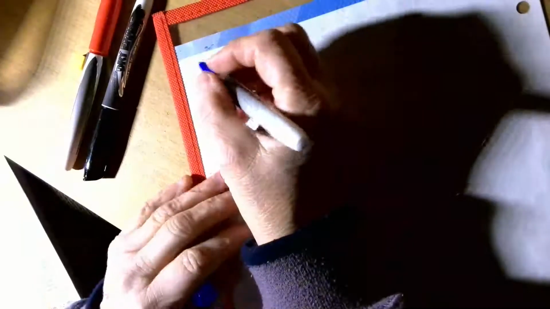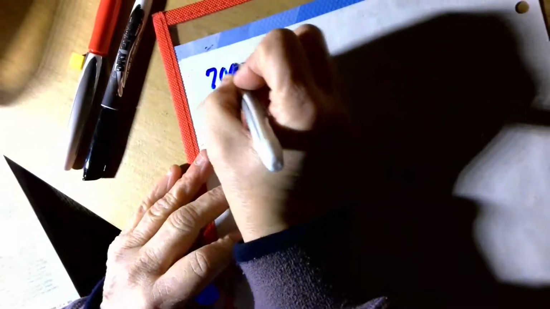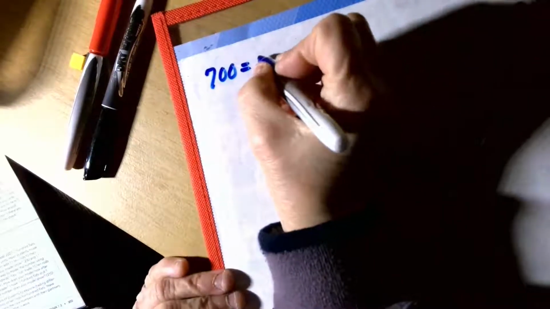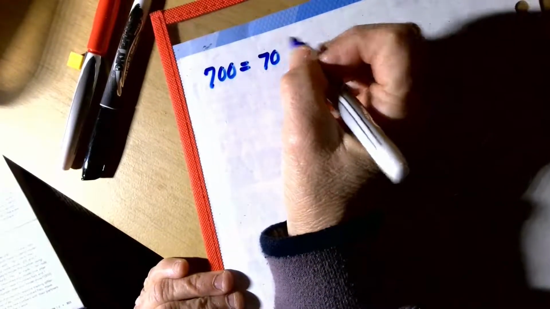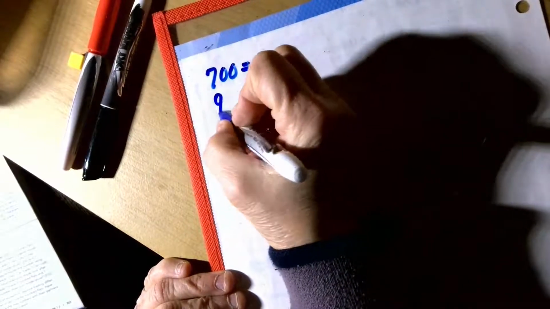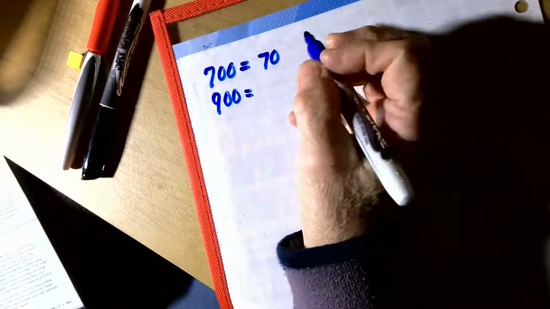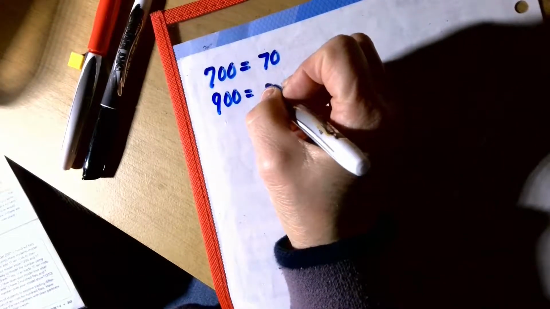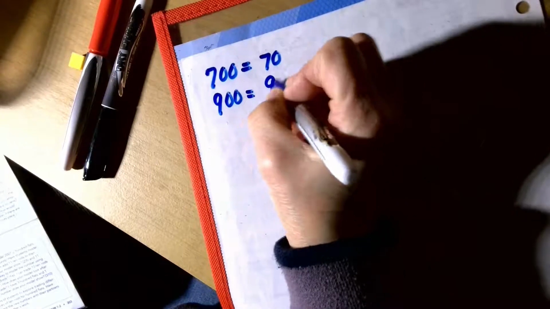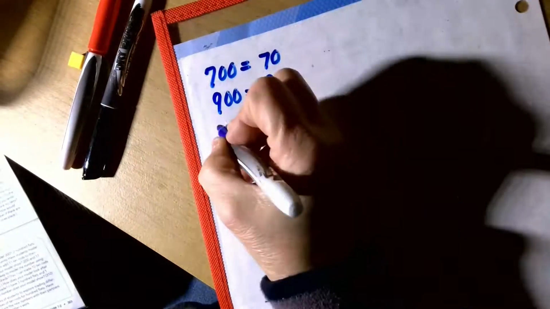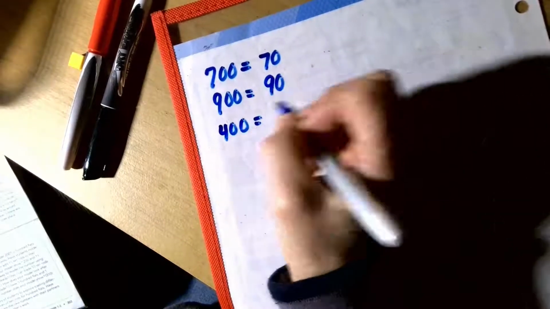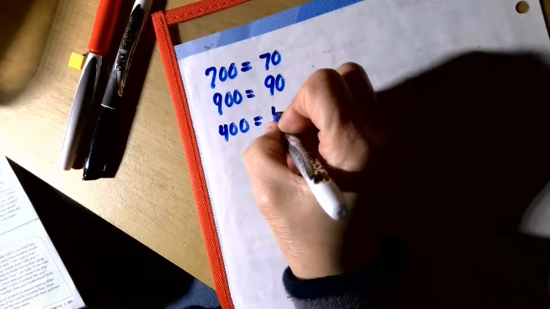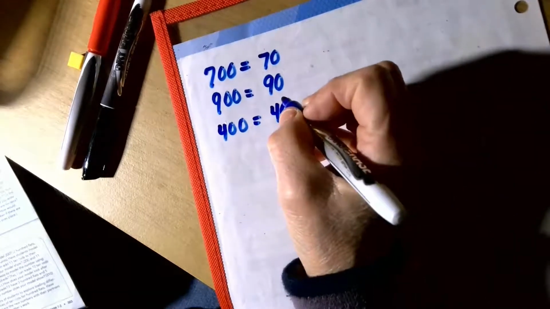Do you remember 700 is how many tens? If you said 70, you are correct. If you had 900, how many tens are in 900? Say it out loud. If you said 90, you are correct. What about 400? How many tens are in that? Please say it out loud. If you said 40 tens, you are correct.